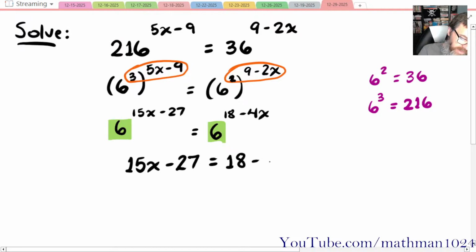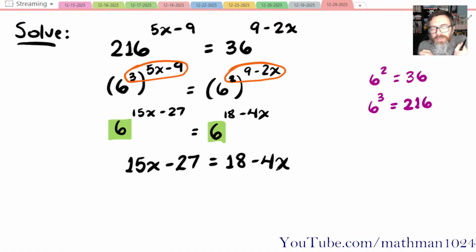equals 18 minus 4x. A nice linear equation, the kind of linear equation we just want to curl up next to under a warm blanket on this cold night and just tell it how much we appreciate it for just existing. Now, let's move our variables.